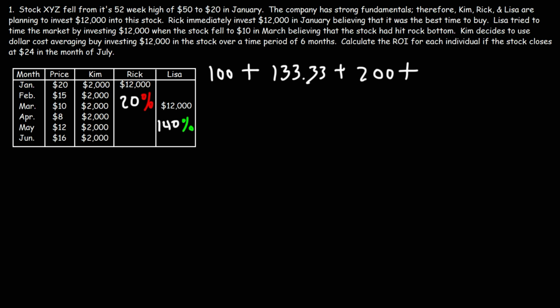In the month of April, she bought 250 shares. So she bought some of the shares when it really bottomed out, which is good. And in May, 2,000 divided by 12, she bought 166.67 shares. And then in June, 2,000 divided by 16, she bought 125 shares. Now let's add up these numbers.